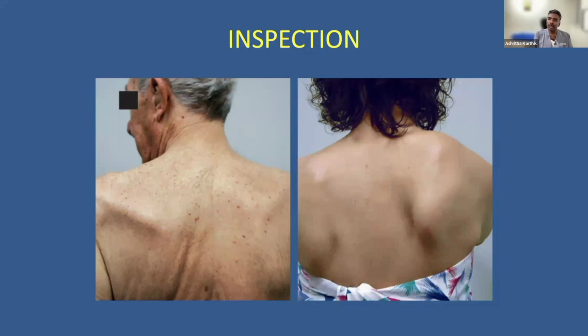The winging can be of two types. There is a medial winging and a lateral winging. So medial winging is usually because of serratus anterior palsy. This is how the scapula looks when you look from the back.